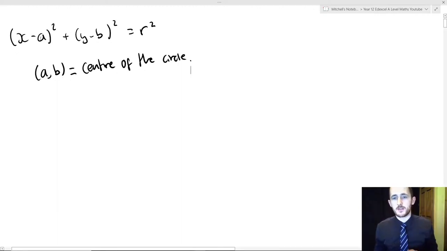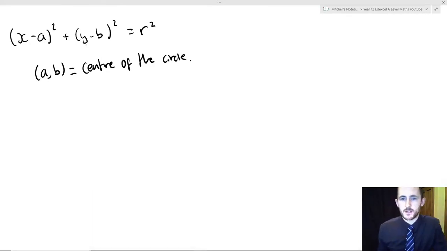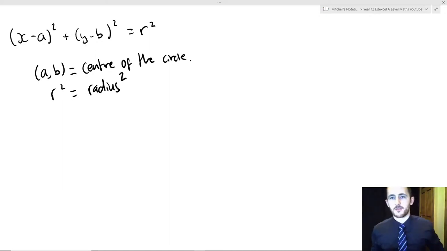So if you ever have an equation for a circle that doesn't have these brackets, just x squared plus y squared, all that means is that the center of the circle is 0, 0. Now this r squared on the right is just the radius squared. That bit is probably fairly self-explanatory. You're probably okay with that.